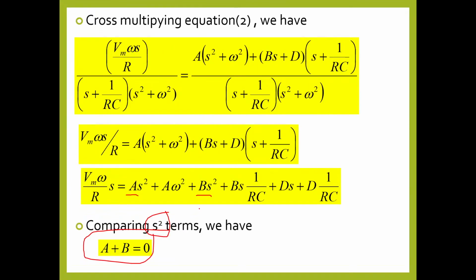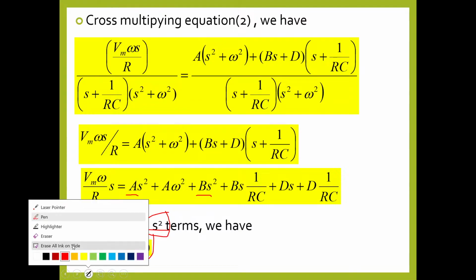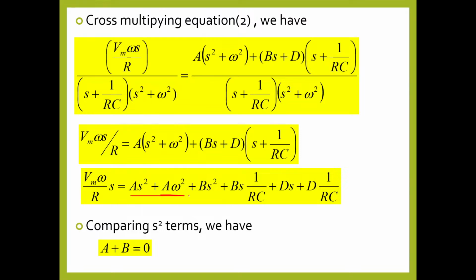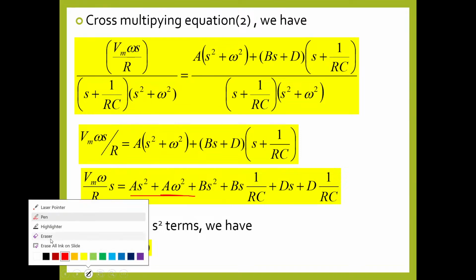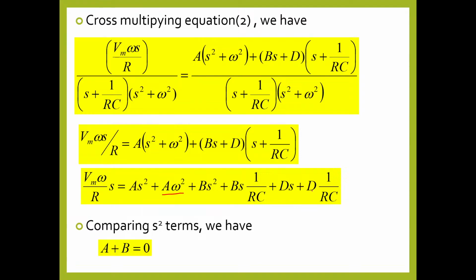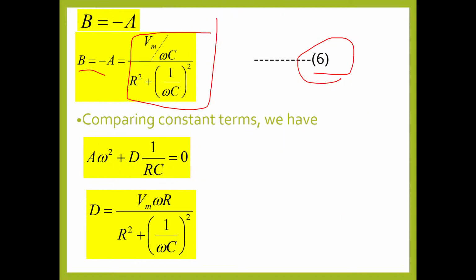Now compare the constants. So next thing that I have done here is I have compared the constants. So where are the constants? This is a constant, and this is a constant and this is a constant. On the left side there is no constant. So 0 is equal to a omega square plus d 1 by RC. That's what I will get. So a omega square plus d 1 by RC equal to 0. So what is d? Just rearrange the terms, you will get d value. And instead of a, you know the expression for a, substitute it, and you will get d. d is equal to Vm omega R by R square plus 1 by omega C whole square.